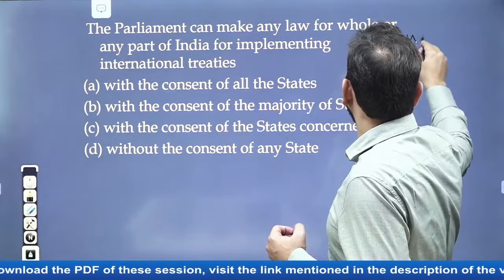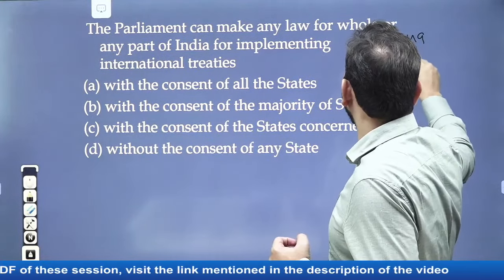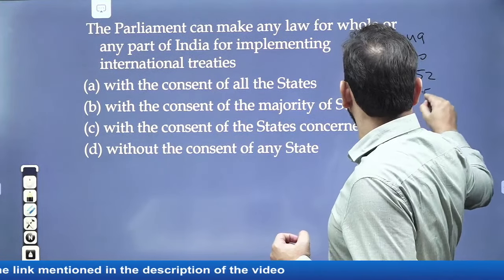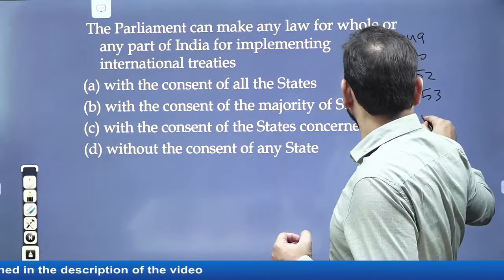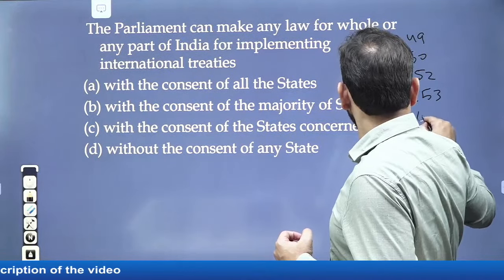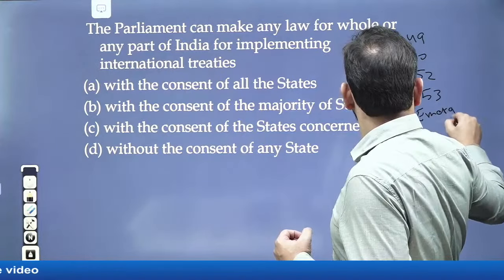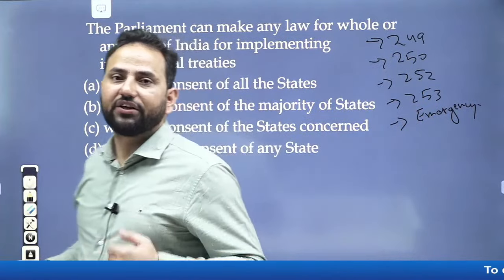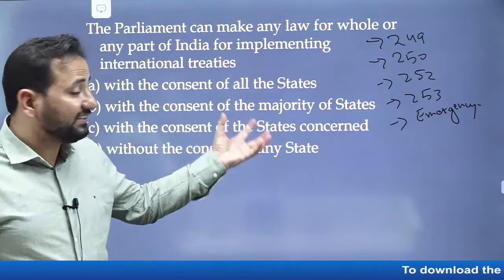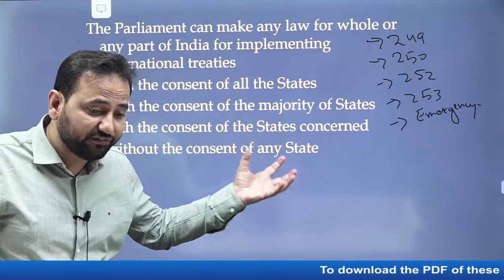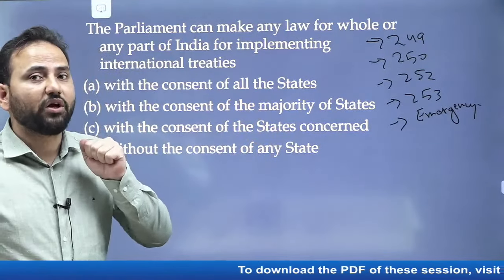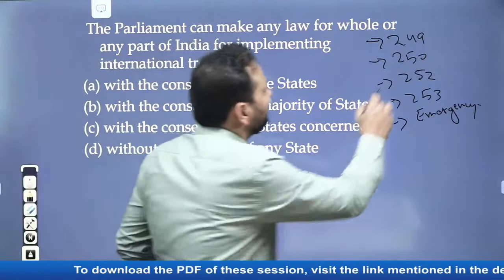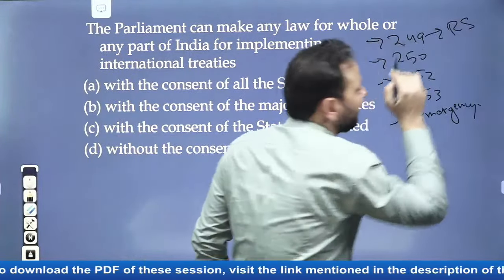So we have Article 249, Article 250, Article 252, Article 253, and we have the concept of emergency, that is President's rule and financial emergency. These are the conditions we consider with reference to making a law on the state list. Article 249 of the Indian Constitution gives this power in the hands of Rajya Sabha.